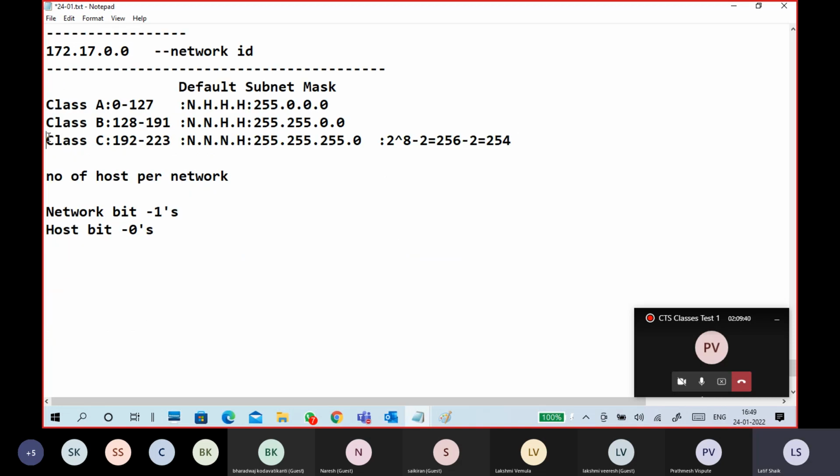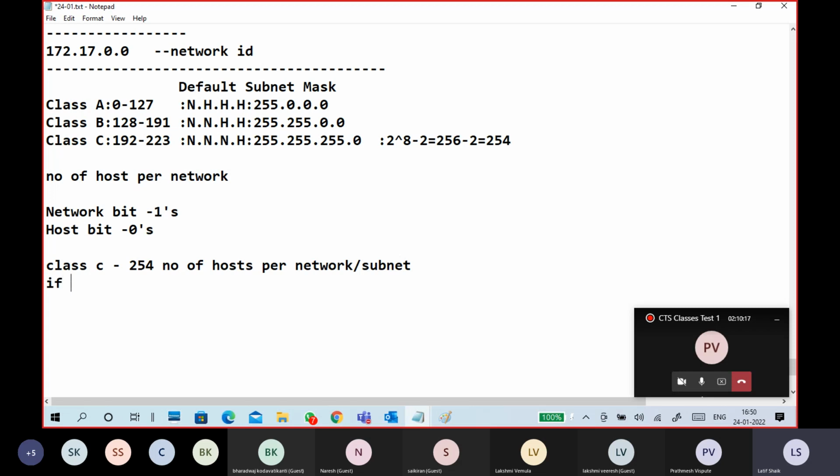So I will write it in a line. You can see class C: totally 254 number of hosts per network or subnet. Some people write subnet, but I'm writing per network here. You can write subnet, so don't get confused by the other sentences. So 254 number of hosts per subnet.